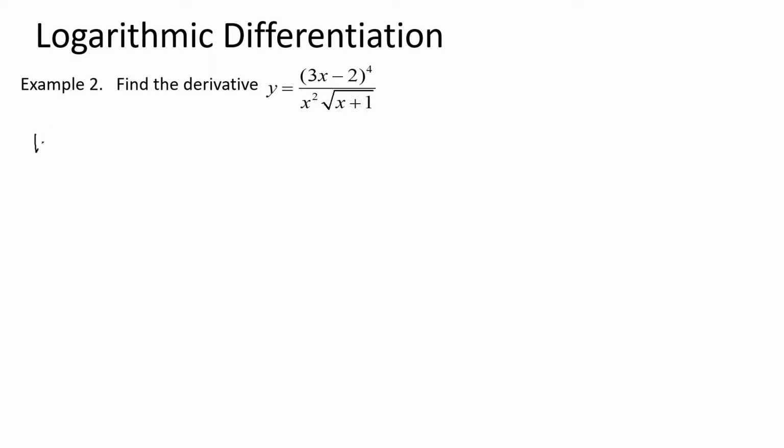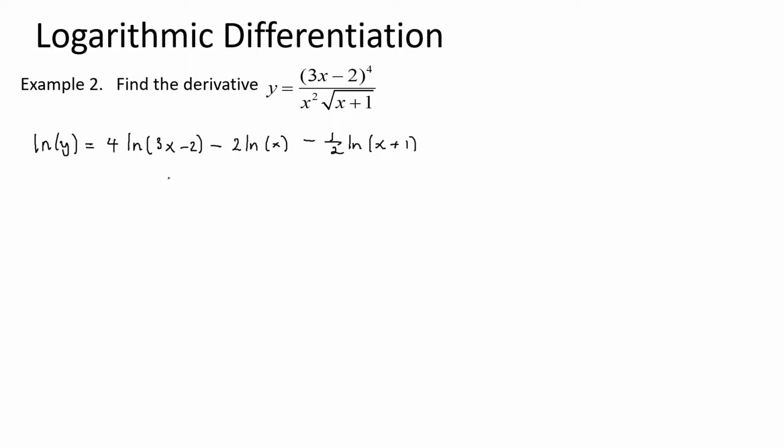So it'll become natural log of y equals 4 times ln of (3x minus 2) minus 2 ln of x minus 1 half of ln of (x plus 1). Again, notice that I expanded everything together as the first step.